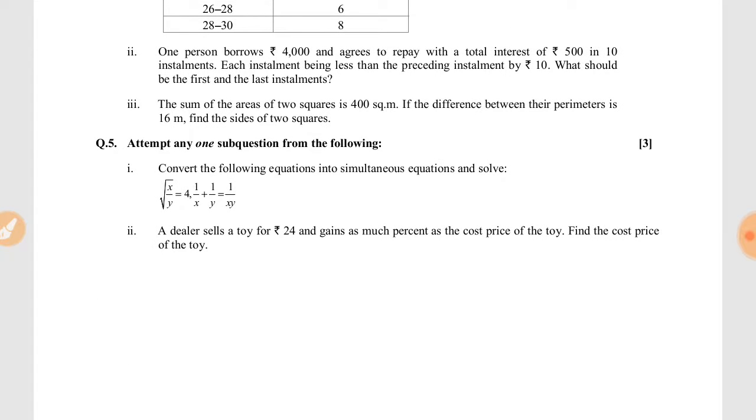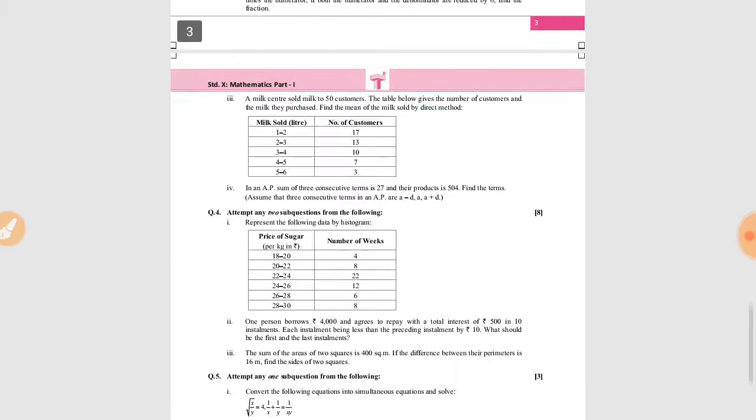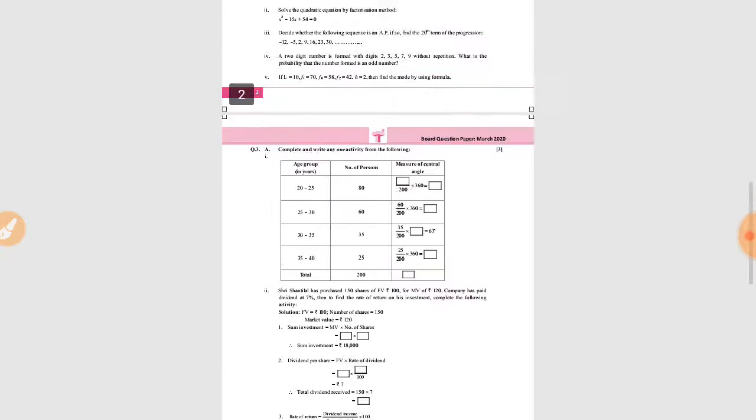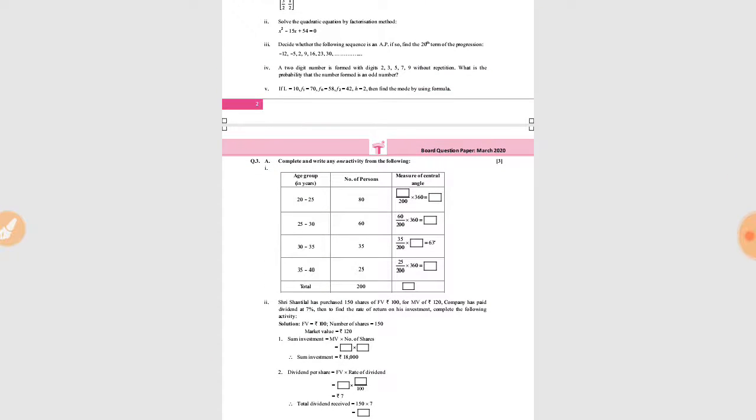And lastly, question number 5, attempt any one sub question from the following. There are 2 questions given, you have to solve any one. So in this way we discussed the question paper pattern as well as the entire question paper. Now in the next part of the video we will be seeing the paper presentation.